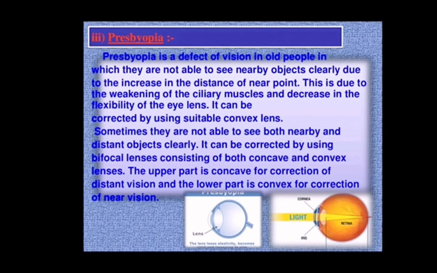This can be corrected by using a suitable convex lens. Sometimes they are not able to see both nearby and distant objects clearly. It can be corrected by using a bifocal lens consisting of both concave and convex lenses. The upper part is concave for correction of distant vision, and the lower part is convex for the correction of near vision. You might have seen these types of glasses worn by your grandparents.